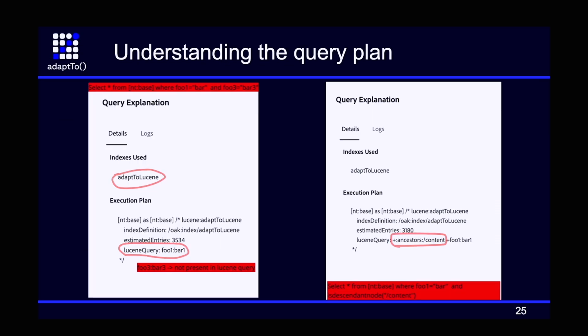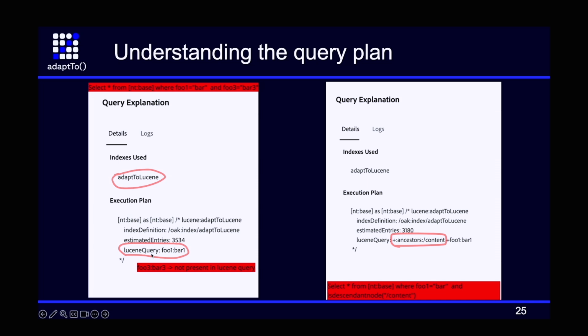Okay, so now how to check whether a query is using an index optimally or not? We've already gone through the explain tool bit in the previous slides. Now we'll talk about a specific part of it, that is the execution plan. So for example, I have a query over here which has 2 restrictions, foo1 is equal to bar and foo3 is equal to bar3.